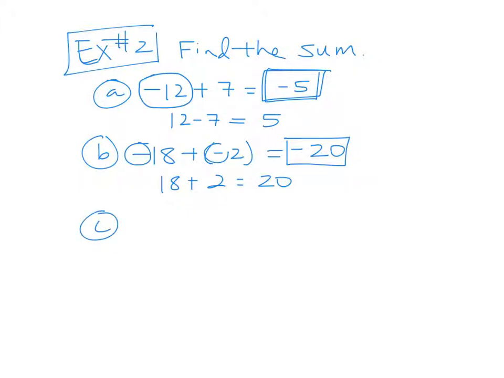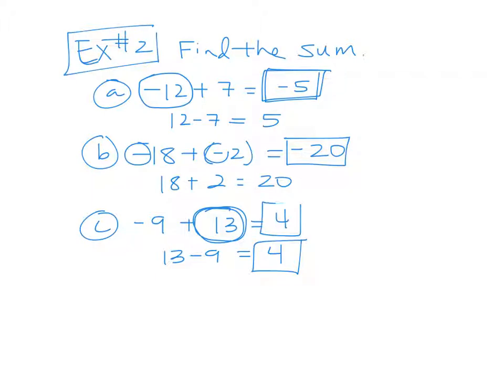All right, how about this one? -9 plus 13. Are you going to add those numbers or subtract them? You're going to subtract them. So 13 minus 9, take the bigger minus the smaller, is 4. Is my answer going to be positive or negative? Positive, right? Because your bigger absolute value is the positive. So your answer here is going to be 4.